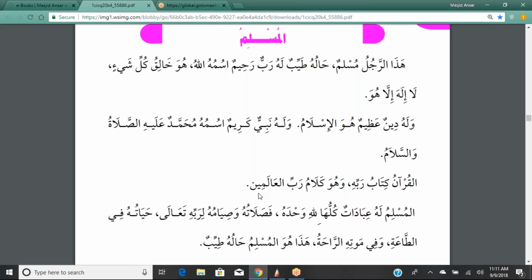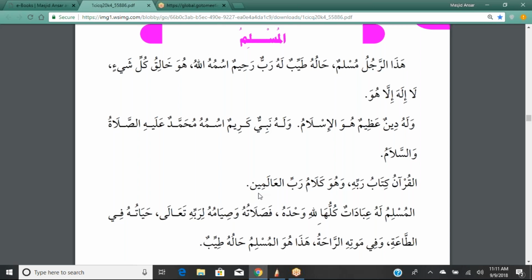فصلاته وصيامه لربه تعالى. So his salah and his fasting, his prayers and his fasting is for his Lord the Most High. حياته في الطاعة. His life, حياته, is in obedience.